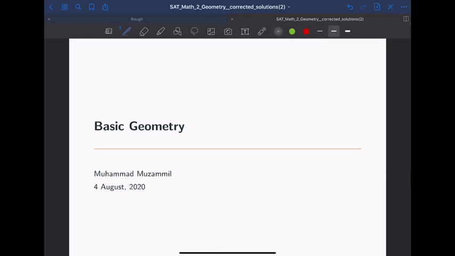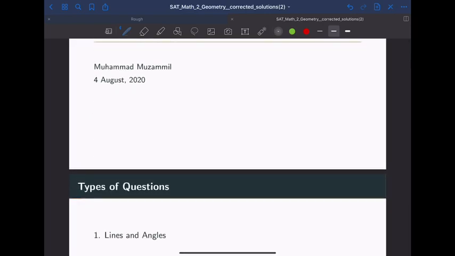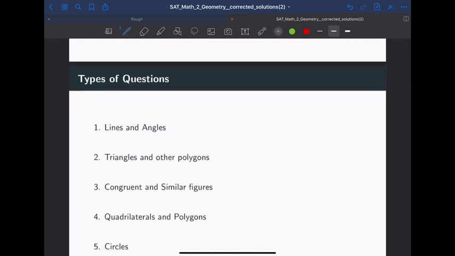Let's just dive straight into what basic geometry is. Basic geometry, as the name suggests, is very easy and elementary, and by the end of this lesson hopefully we'll all learn tricks and tips to score fully on geometry questions on the SAT.